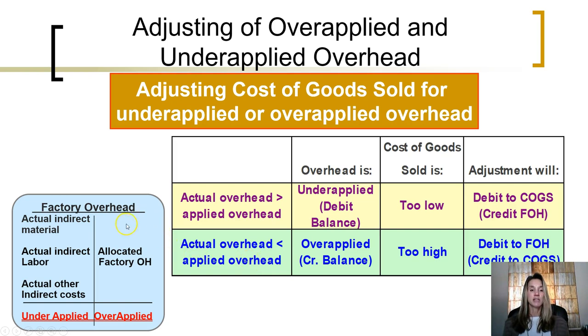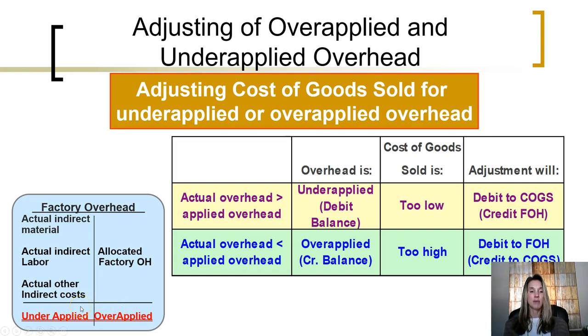So if we were to take a look at it in T account form, recall that as actual indirect costs are incurred, we are debiting factory overhead for the amount of those indirect costs and crediting cash or crediting the appropriate account, however that indirect cost is paid for or accounted for. As we are recording an estimate, we are debiting goods in process and crediting factory overhead for the amount of that estimate. What will happen is at the end of the accounting period, we will be left with either a debit balance or a credit balance in that account.